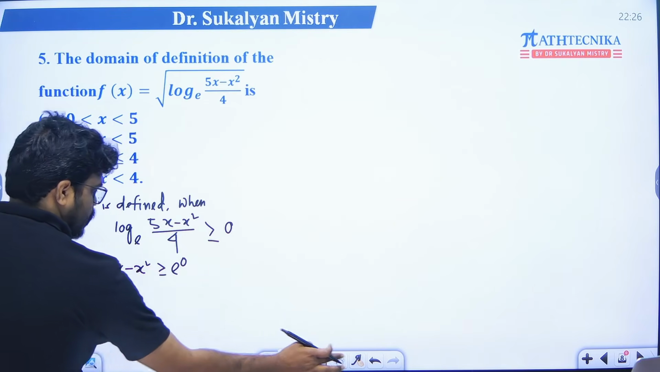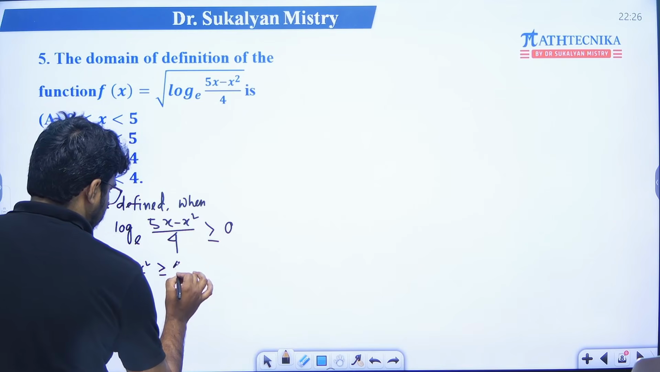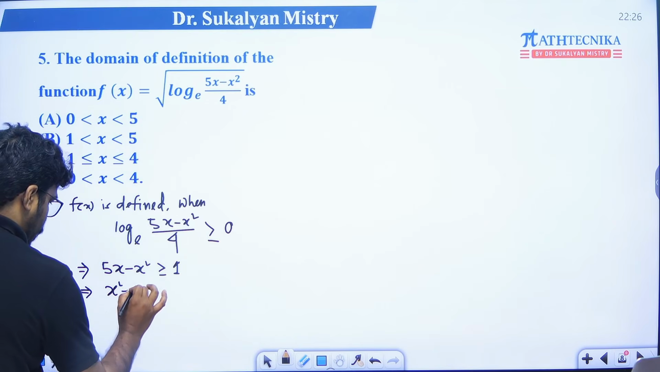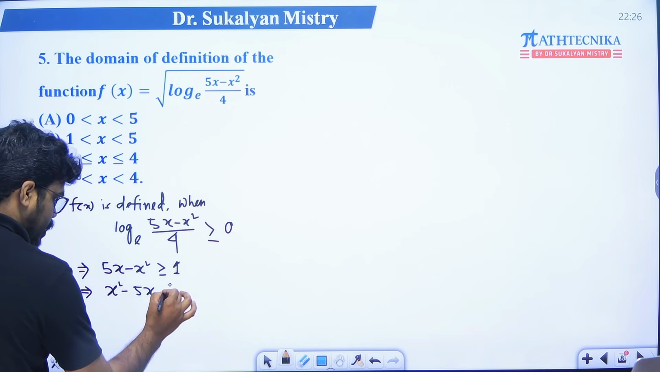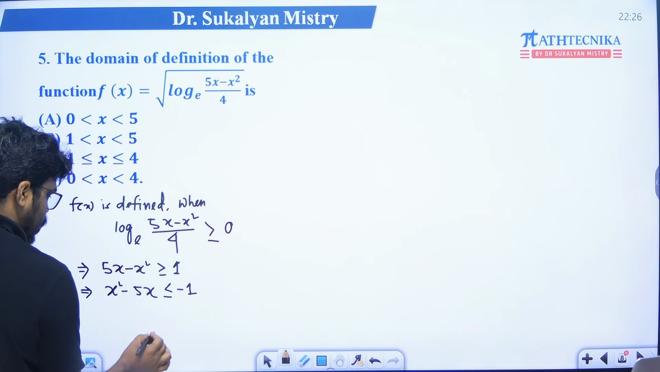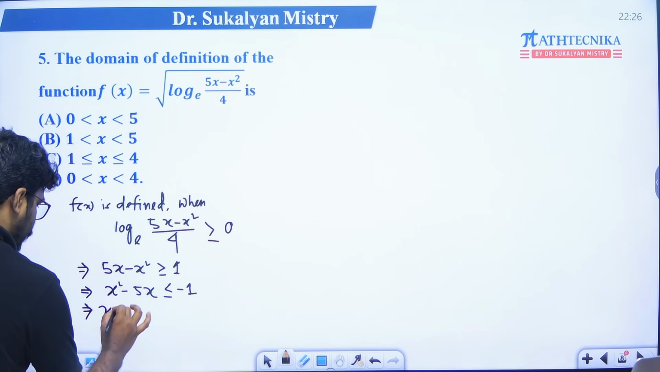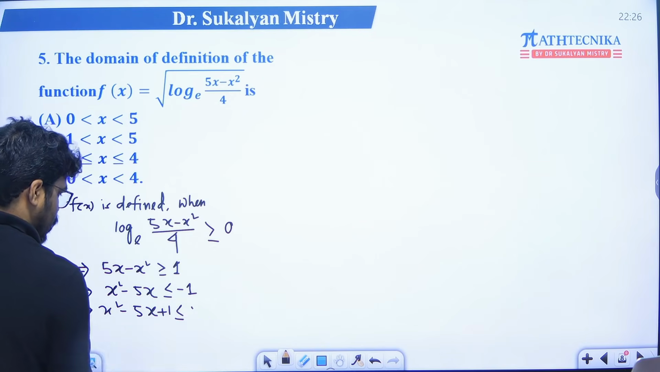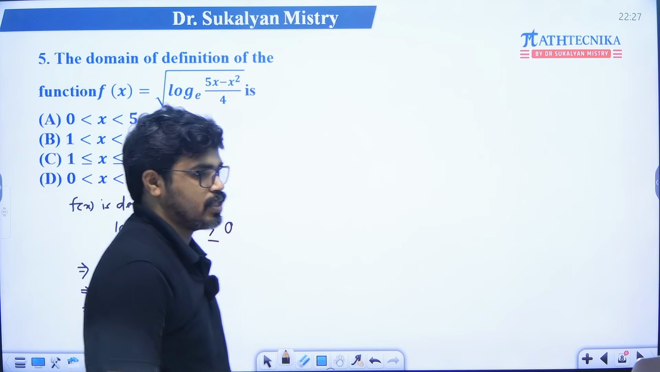So e to the power 0, that is 1, right? If we multiply with minus sign, what we get is x square minus 5x greater than, what will it be, less than sign. So this is minus 1. So that means x square minus 5x plus 1, so this is less than or equal to 0.